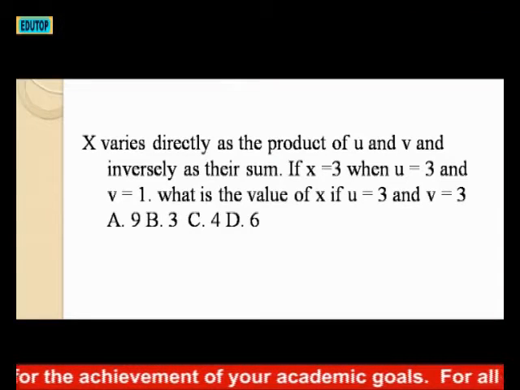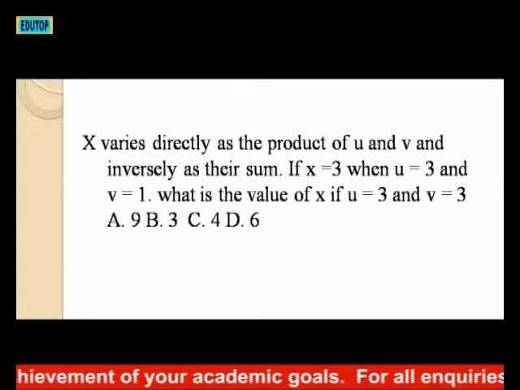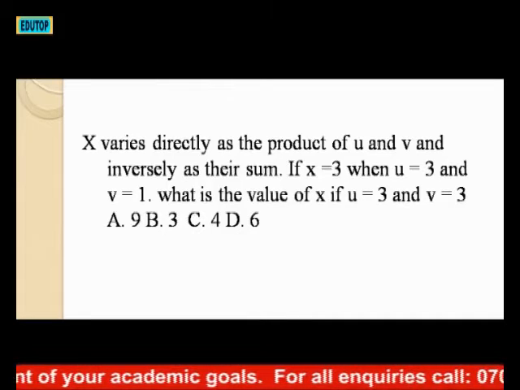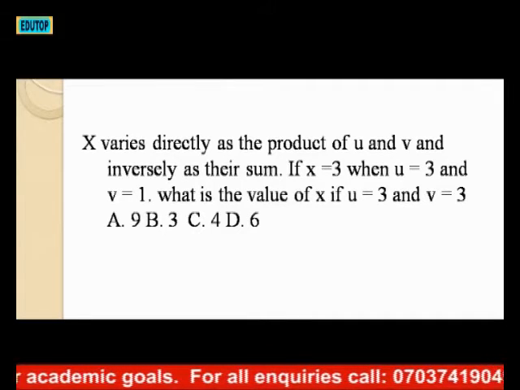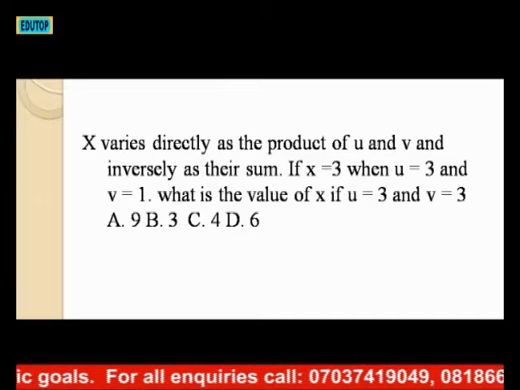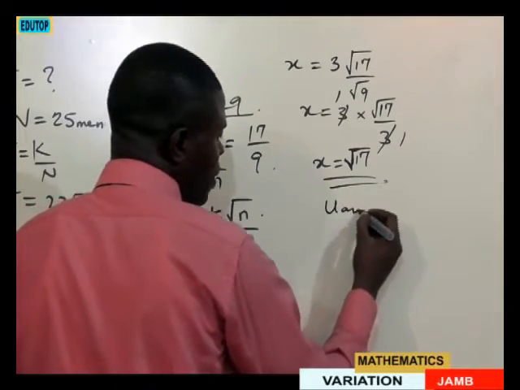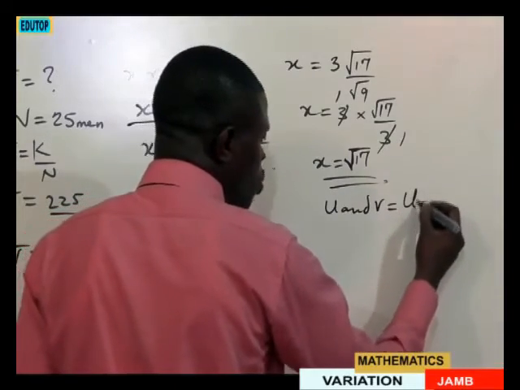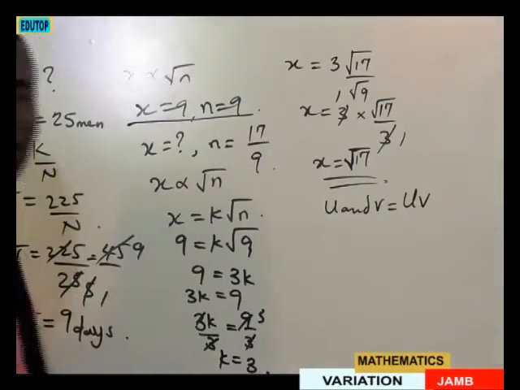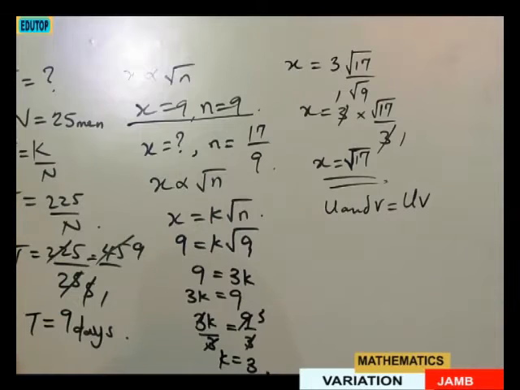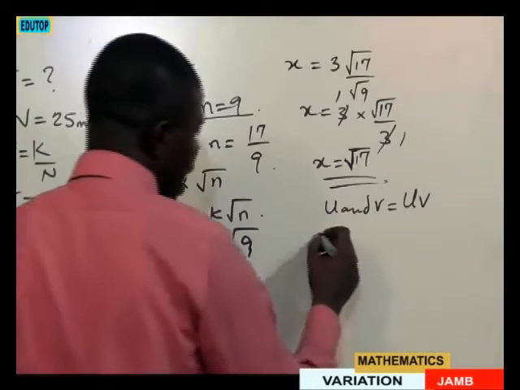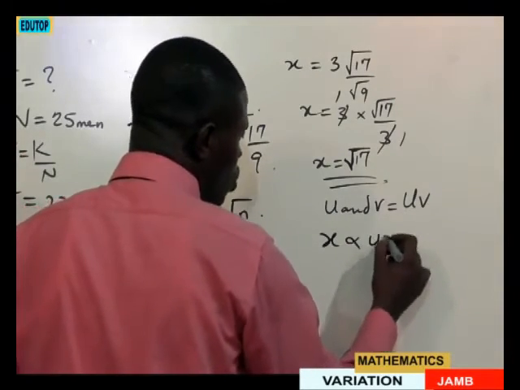X varies directly as the product of UV. Take note of that. X varies directly as the product of U and V. What is the product of U and V? U and V will definitely be UV. So X varies directly as the product of UV. So it means X varies as UV.